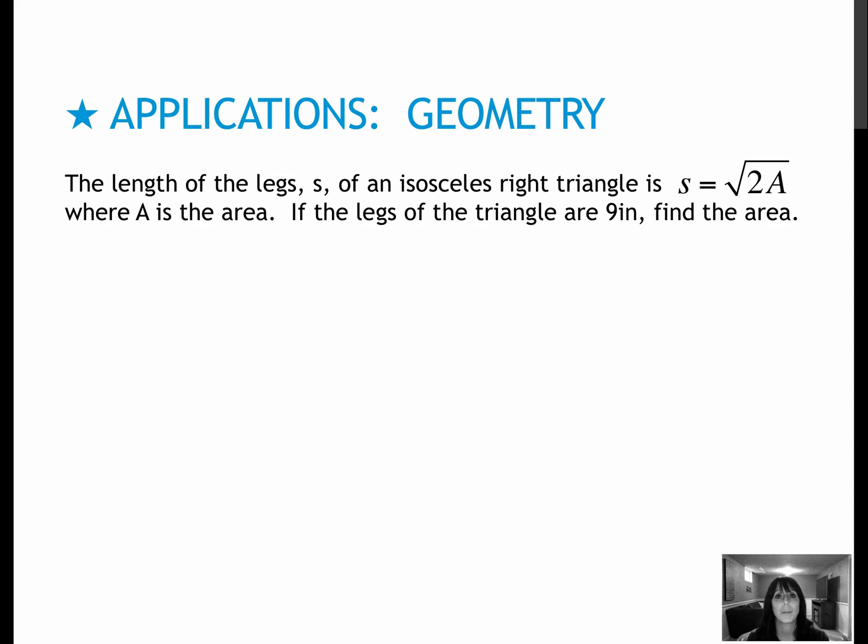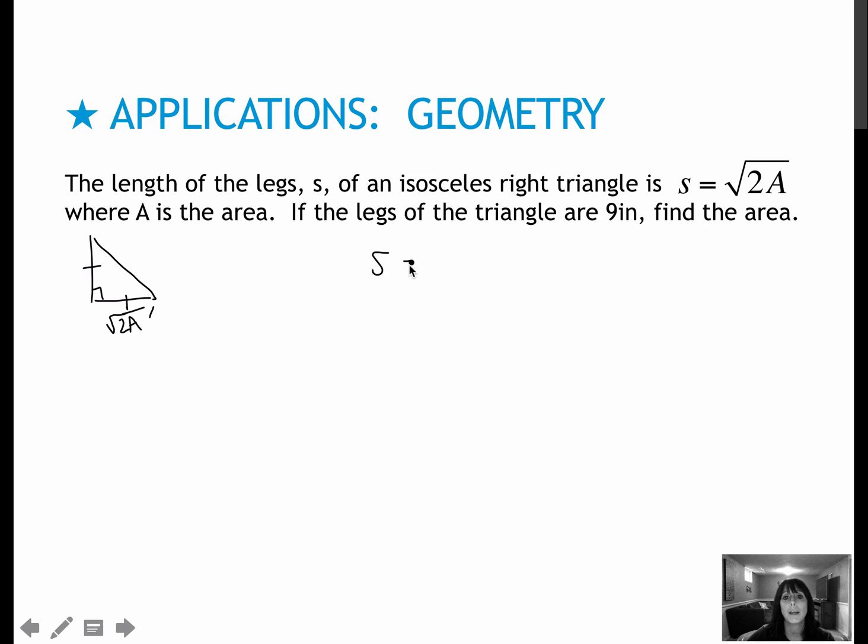Here is a similar application for you to try on your own, so try it, then press play to see how you did. In this case, we have an isosceles right triangle. Remember, that would be a right triangle, meaning one right angle, where two sides, the two legs, have the same length. So the length of each leg is radical 2a, is what they're telling me. Radical 2a, where a is the area. If the legs in the triangle are 9 inches, find the area.